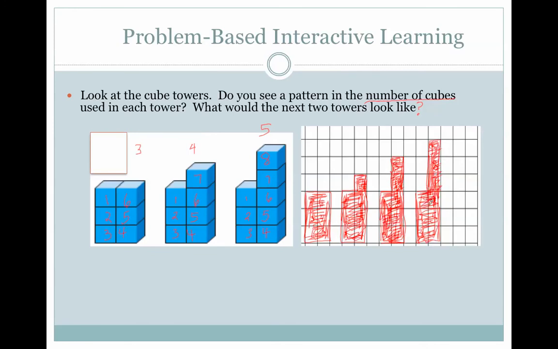Okay, so that's mine with the 6th level. All right, so now I've got to do one more. I'm going to start out with my 6, and then this would be 7, 8, 9, and then 10. And so that's what the next 2 towers would look like.